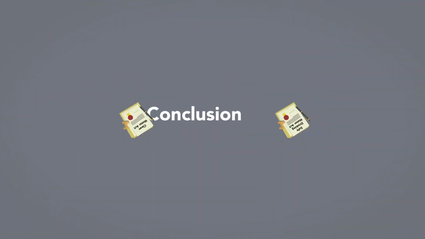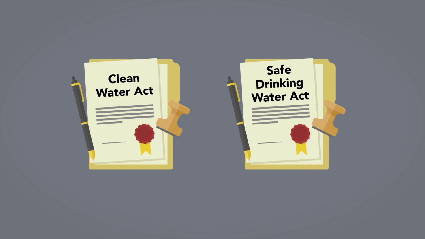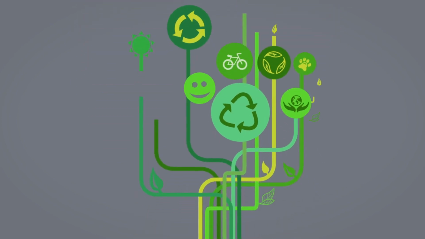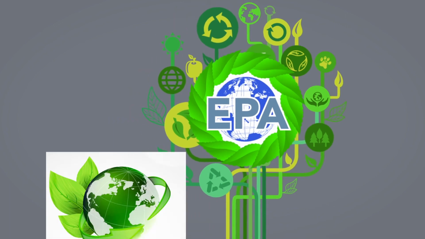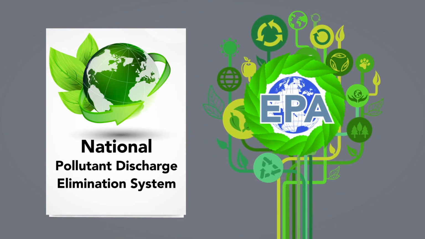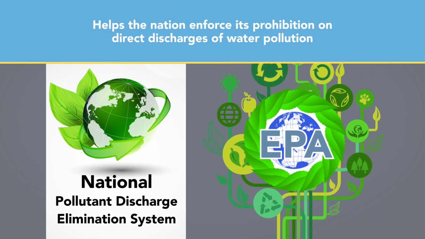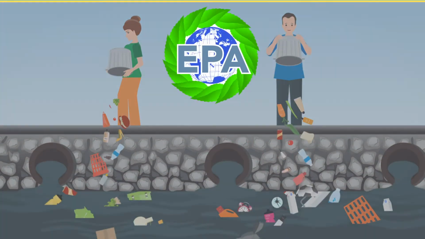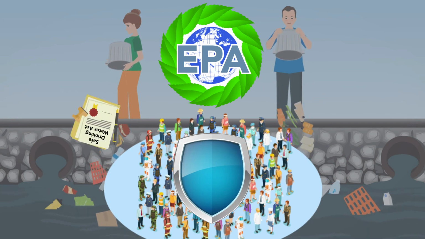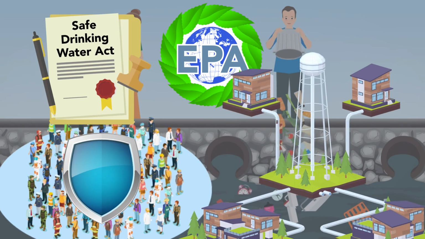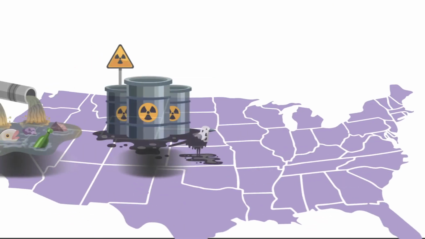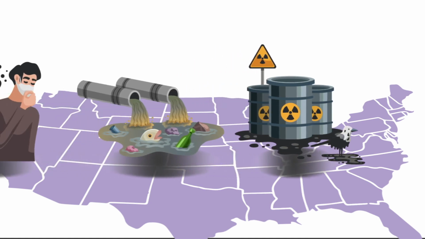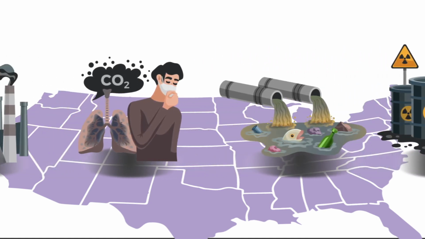Conclusion. The Clean Water Act and the Safe Drinking Water Act are two federal laws that form the backbone of our nation's system of environmental protection. One of the cornerstone programs that the EPA administers under the Clean Water Act is the National Pollutant Discharge Elimination System, which helps the nation enforce its prohibition on direct discharges of water pollution. The EPA safeguards human health by enforcing the Safe Drinking Water Act, ensuring that public drinking water sources are protected. In our next module, we'll turn to the regulation of various types of contaminants in interstate commerce, including those spread by water, air, and other methods.